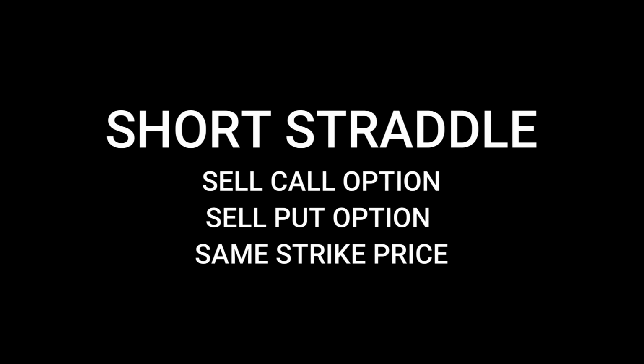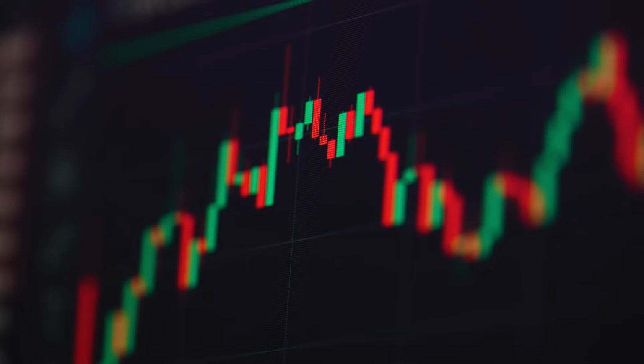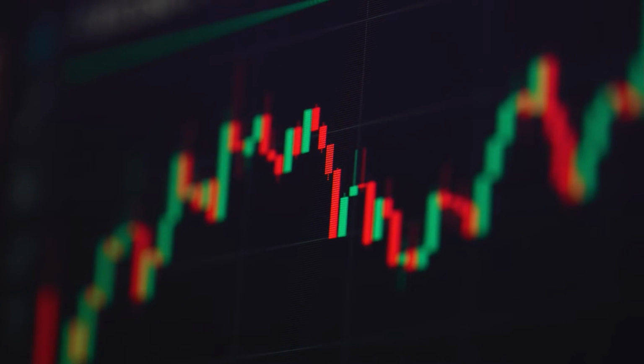Let's take a look at two main types of delta neutral trades, the short and the long straddle. First, the short straddle. This just involves selling both a call option and a put option at the same strike price. When you do this, you collect a premium up front. That's your income. The short straddle works best when the trader expects the underlying asset to have low volatility. It's going to remain within a specific price range.